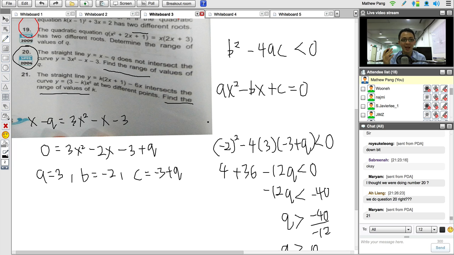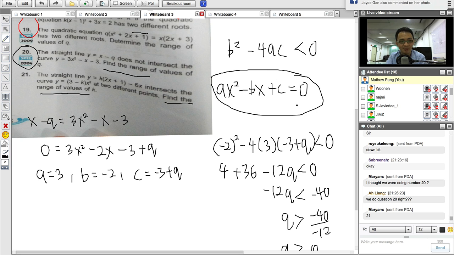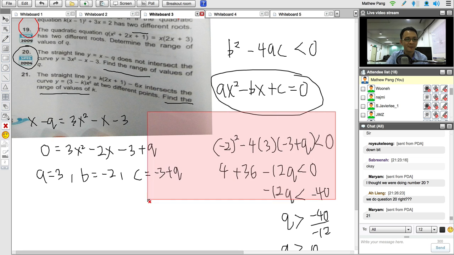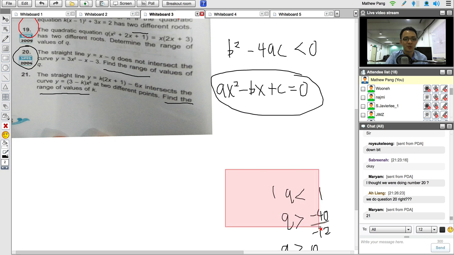Okay, question 20, have no problem, right? So I just want to remind you, even if you see do not intersect, you still substitute the first equation into the second equation. Must substitute because you want to get the general equation. Alright, make sure you must substitute. Alright, then yeah, we just go to question 21. I just do a quick one for question 21 because it's nothing very special.